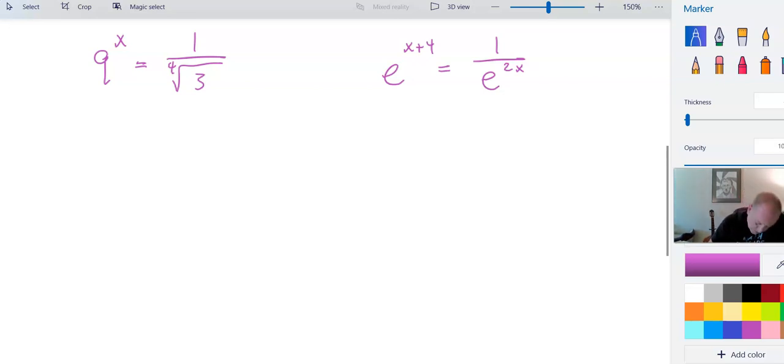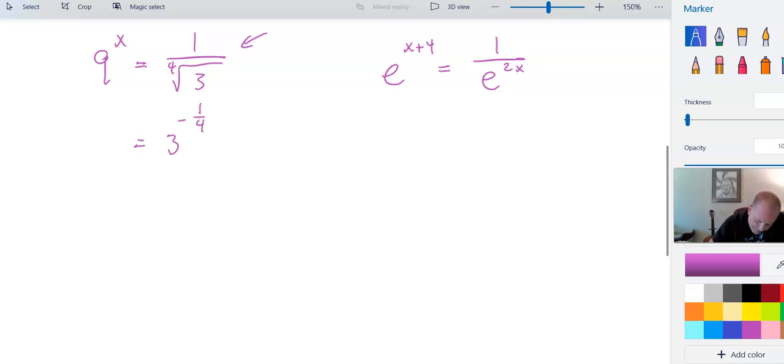Okay, so let's see. We want to rewrite these so that they're the same base. So first of all, I need to write this right-hand side as an exponential, in some kind of an exponential fashion. I know a fourth root is a 1/4 power, but it's in the denominator, which makes it negative 1/4. So the right-hand side is 3 to the negative 1/4 power.